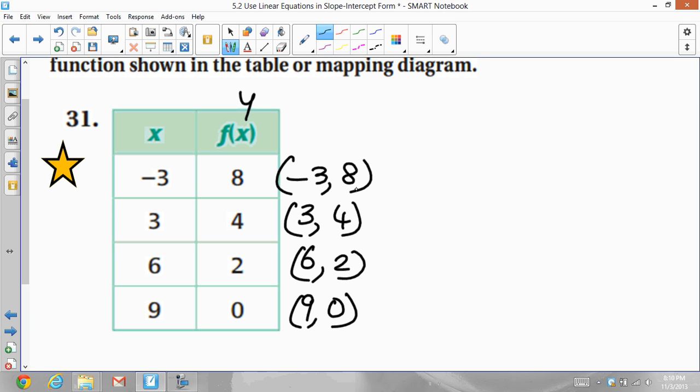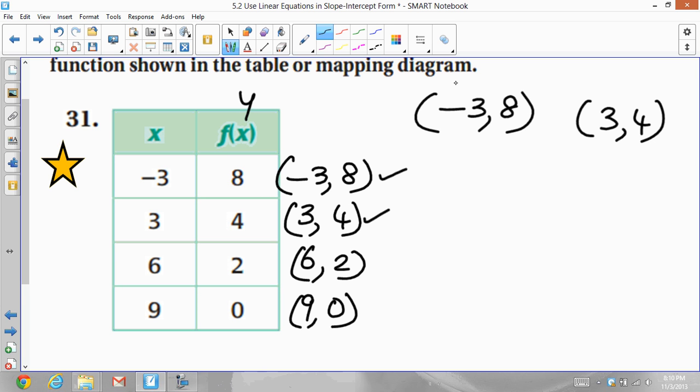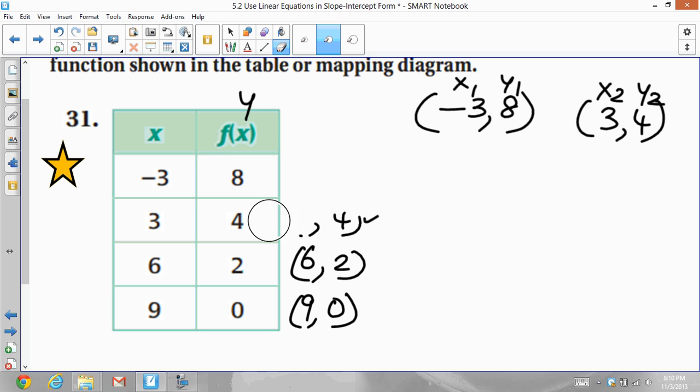You can take these two points, or these two points, or these two points. You can take a combination of any two points. So for easy purposes, I'm just taking the first and the second. Using the first two points, which are (-3, 8) and (3, 4), I am trying to find the slope first. So I'm going to call these my x1, y1, x2, y2: my first x, first y, second x, second y.